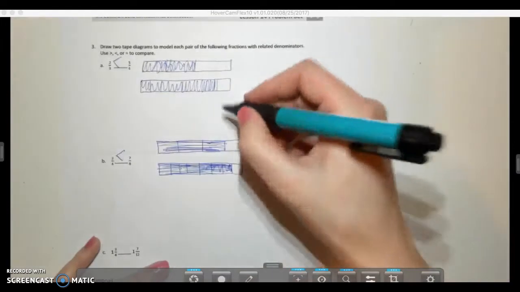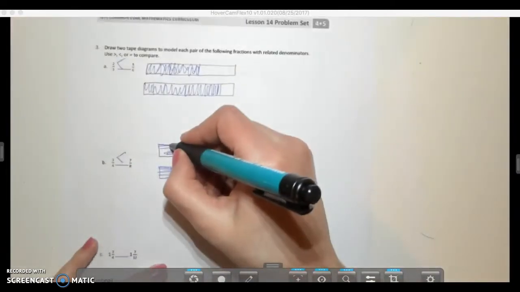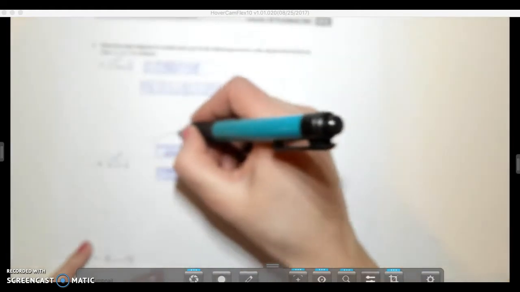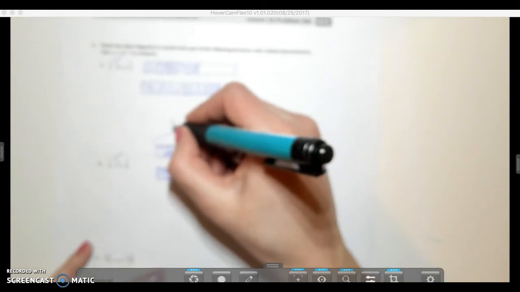So 7/8, and another way we can compare this is if we did split these fourths into eighths, this would be 6/8. So 3/4 would also equal 6/8, and then one more colored in would make 7/8. So that's why that one is bigger.